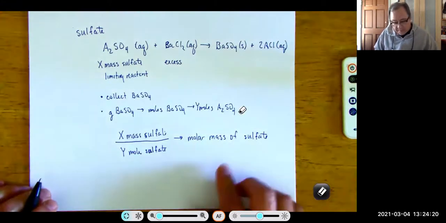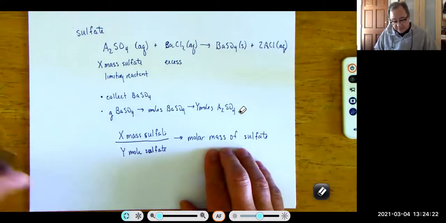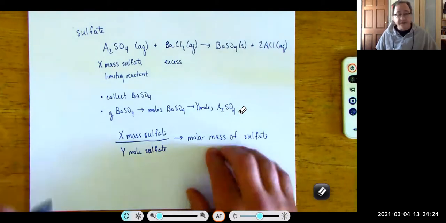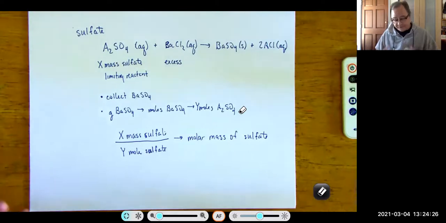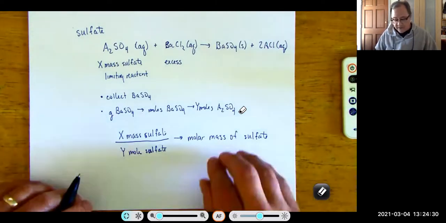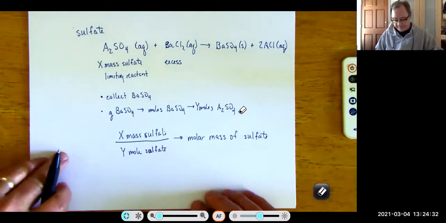This molar mass of the sulfate is then compared to the molar mass of lithium sulfate versus sodium sulfate versus potassium sulfate because their molar masses are different. And that's how you figure out what your unknown is.